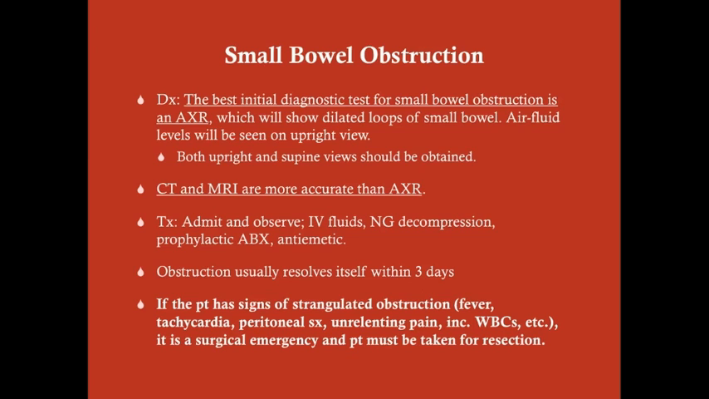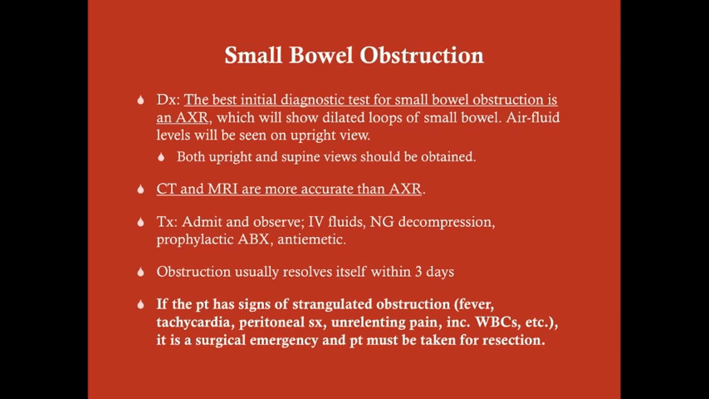You'll also see dilated loops of small bowel. I mean, none of these things are perfectly specific for small bowel obstruction, but when you take it in consort with the history and the symptoms, these things are pretty accurate. CT and MRI are more accurate than abdominal x-ray, and certainly you can get a CT or even a barium swallow if you suspect small bowel obstruction, but the abdominal x-ray is equivocal or doesn't give you any findings that confirm your suspicion. But in most cases, abdominal x-ray will be sufficient, and that should be your initial diagnostic test.